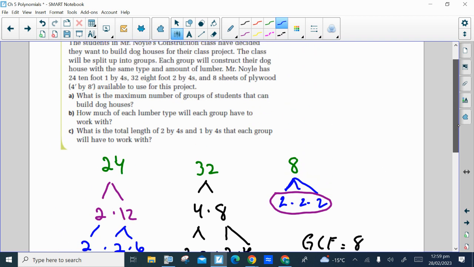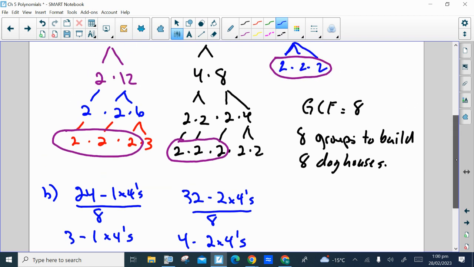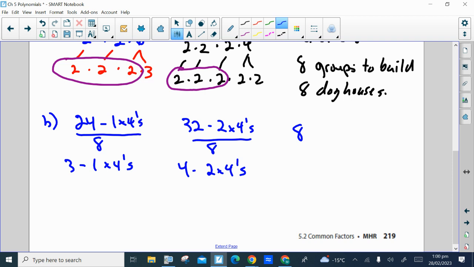There are 32 2x4s. If we divide that by 8, each group will get 4 2x4s to use to build their dog house. And finally, there are 8 sheets of plywood. That would also be divided by the 8, which means each group would get 1 sheet of plywood.